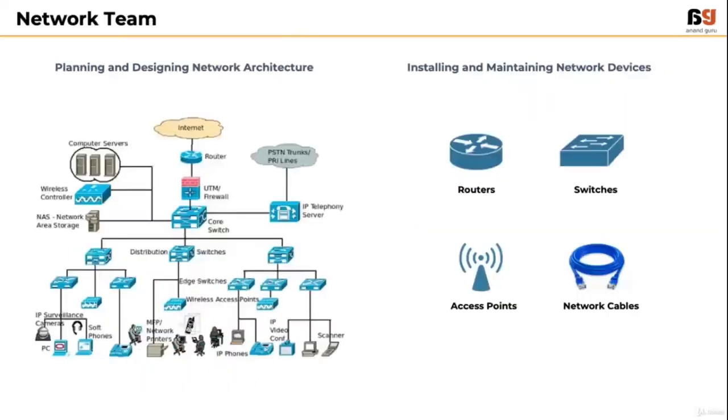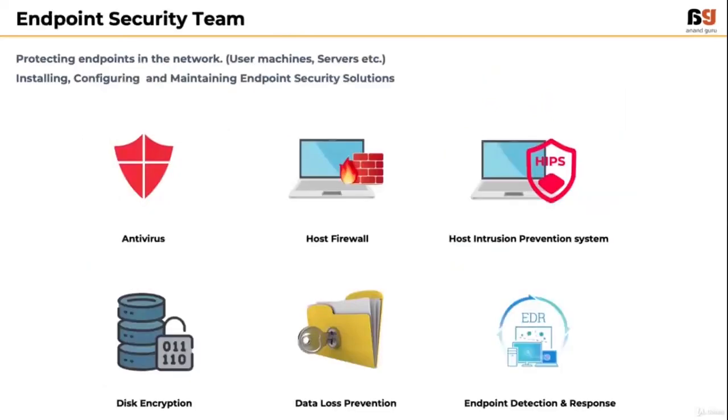So the network team are the guys that plan and design the network architecture, install and also maintain network devices. Okay. The endpoint security team, these guys protect endpoints in the network, using machines, user machines and servers. It is installing, configuring and maintaining endpoint security solutions. And they make use of things like antivirus, host firewall, host intrusion prevention systems (HIPS), disk encryption, data loss prevention, and endpoint detection and response. So these guys that work in cybersecurity make use of this particular set of tools.